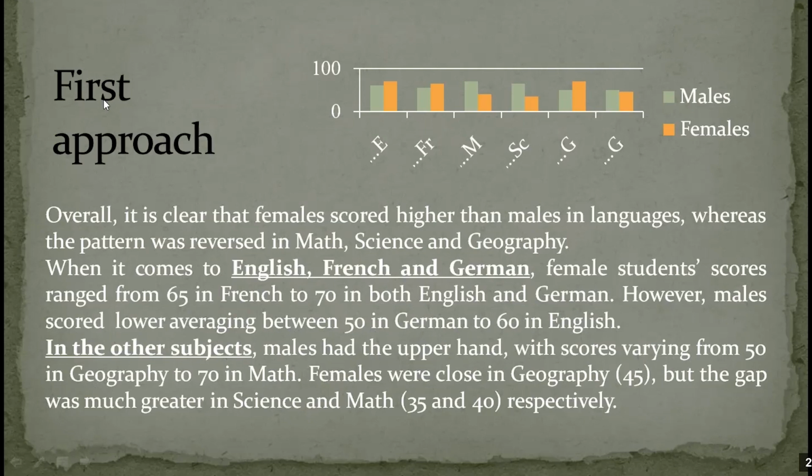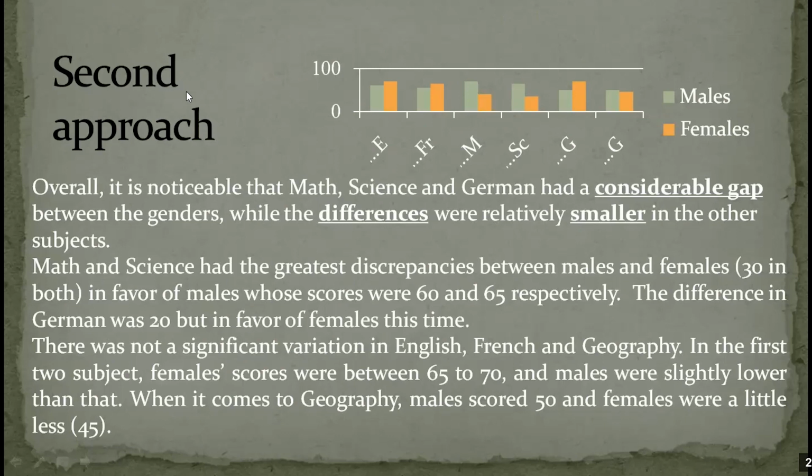That's the first approach. How about the second approach? Now, when it comes to the second approach, you can write like that. Overall, it's noticeable that math, science, and German had a considerable gap between the genders, while the differences were relatively smaller in the other subjects. We said that we're going to concentrate on the gap, whether there's a big gap between the two genders or a smaller gap. And here, the second approach is about this gap. So you're going to write one paragraph for the big gap, another paragraph for the smaller gap.